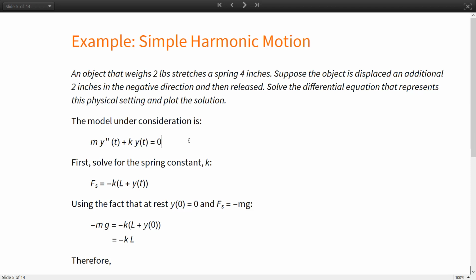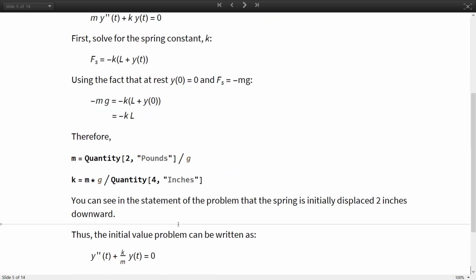In order to calculate and plot the motion of the object over time, we need to get numerical values for the object's mass and the spring constant. First, let's solve for the spring constant using the equation for the force of a spring. When the object is at rest, y of t is zero, and the force of the spring is equal in magnitude but opposite in direction to the force of gravity. Therefore, we find that mg is equal to kL. To find k, we need to define the mass of the object. We are given the weight of the object in the problem.